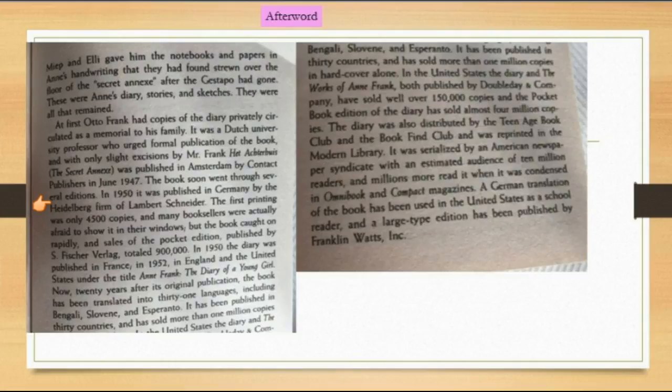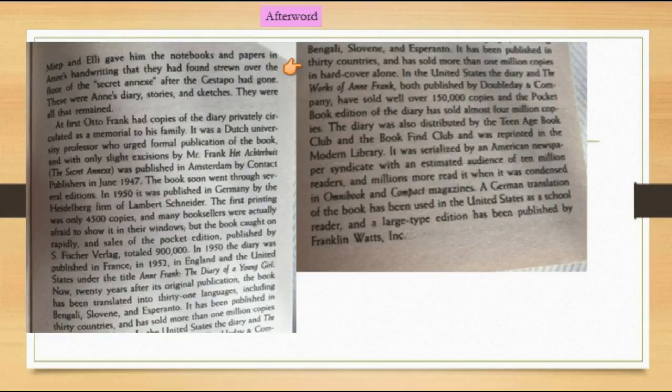In 1950, the diary was published in France, in 1952 in England, and the United States under the title Anne Frank: The Diary of a Young Girl. Now, 20 years after its original publication, the book has been translated into 31 languages, including Bengali, Slovene, and Esperanto. It has been published in 30 countries and has sold more than 1 million copies in hardcover alone. In the United States, the diary and the works of Anne Frank, both published by Doubleday and Company, had sold well over 150,000 copies. And the pocketbook edition of the diary has sold almost 4 million copies.